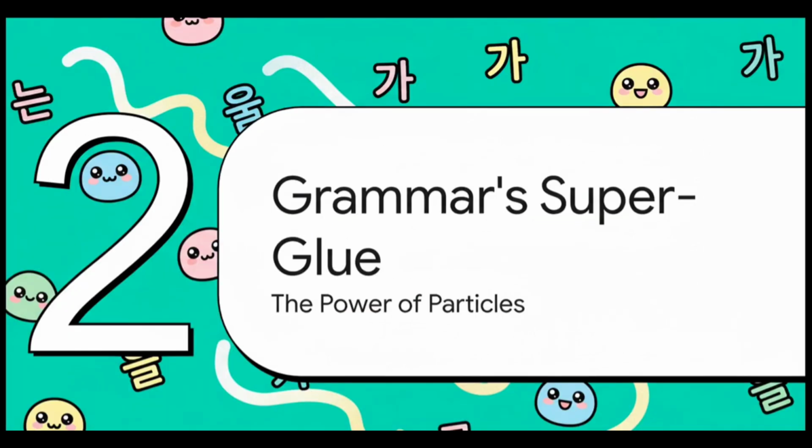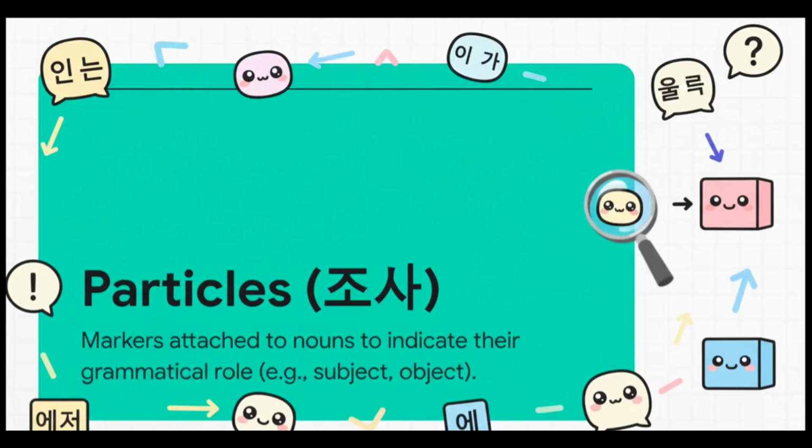So you're probably wondering, okay, if the verb is always at the end, how on earth do you know who's doing what? Well, Korean has this incredibly clever little system for that. I like to call it grammar's superglue. These little things are called particles, or josa. Think of them like tiny little name tags that you stick right onto the end of a word. Their entire job is to tell you what that word is doing. Is it the subject? The object? The particle spells it all out for you, crystal clear.